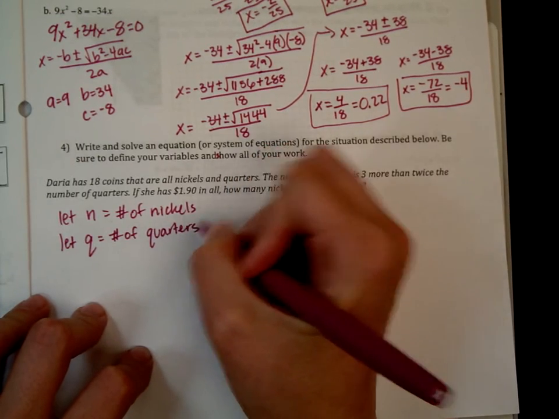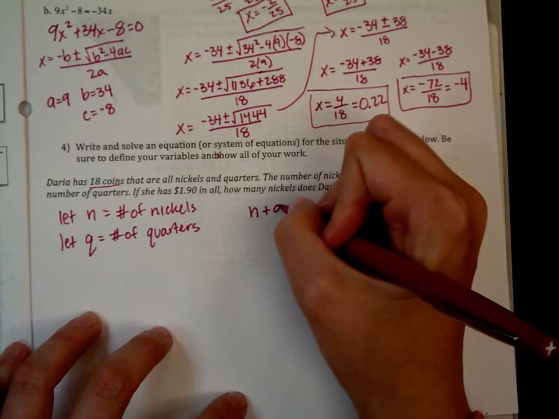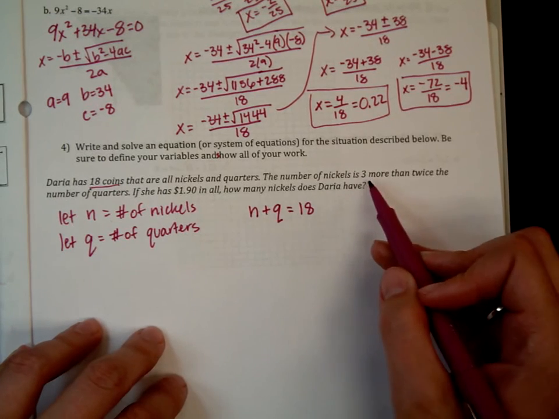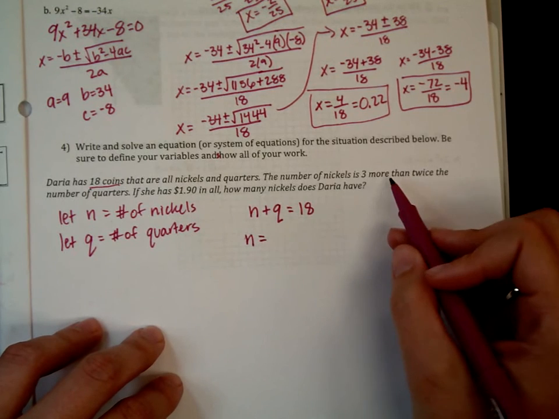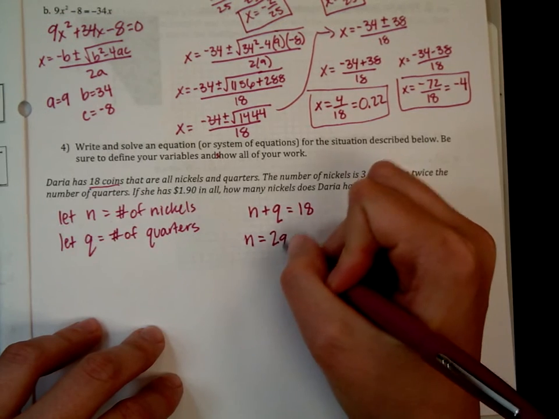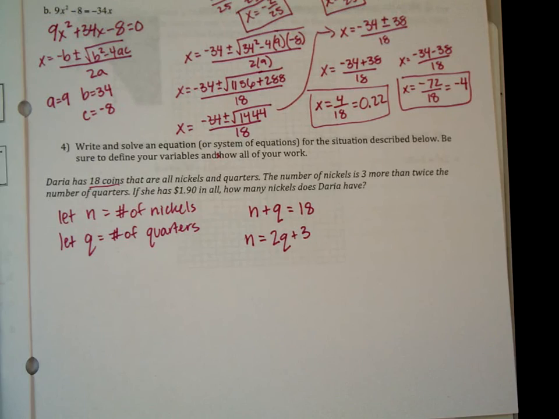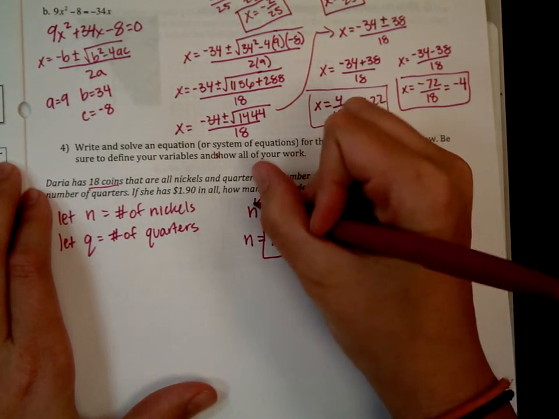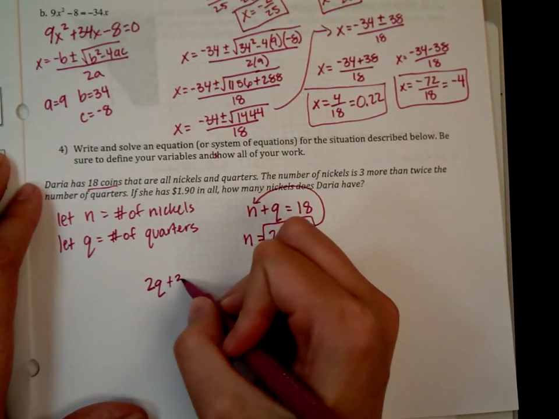I know she has 18 coins. So the number of nickels plus the number of quarters has to equal 18. The number of nickels is 3 more than twice the number of quarters. So twice q, twice quarters, plus 3 equals nickels. So I'm going to use substitution since I have n by itself. I'm going to substitute that in right there. So I get 2q plus 3 plus q equals 18.